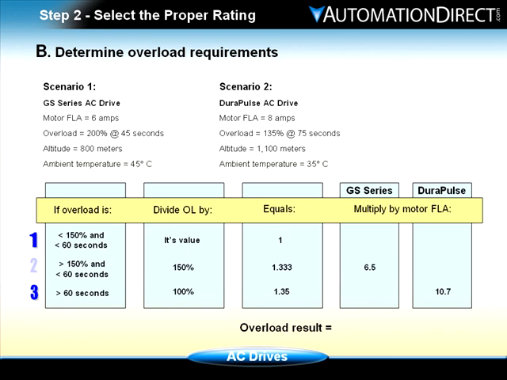2, which fits Scenario 1, if the overload is greater than 150% for less than 60 seconds, divide the overload by 150, which equals 1.33, and multiply by the motor full load amps of 6.5, giving an overload result of 8.66 amps. 3, which fits Scenario 2, if the overload is longer than 60 seconds, divide the overload by 100, which equals 1.35, and multiply by the motor full load amps of 10.7, giving an overload result of 14.44 amps.